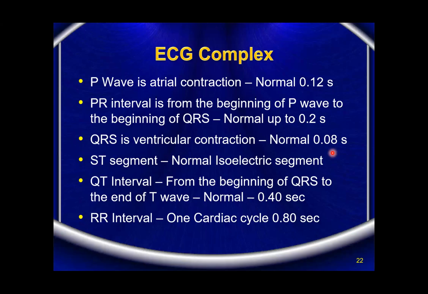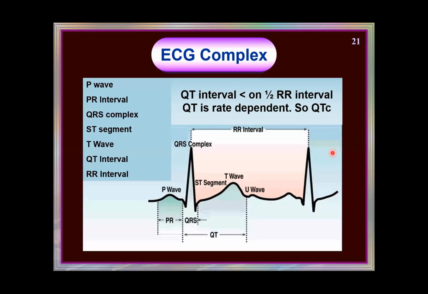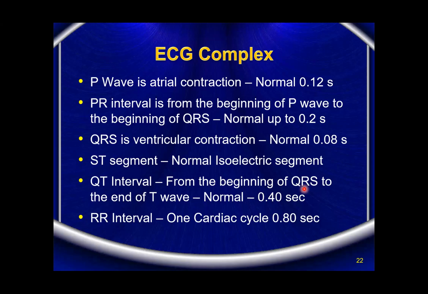Now, the P wave is due to atrial contraction. How much is the P wave size? We will show you on the graph. It is only 3 small squares. 3 small squares is 0.04 into 3, which is equal to 0.12, the upper limit. The P wave should not be more than 0.12 seconds.